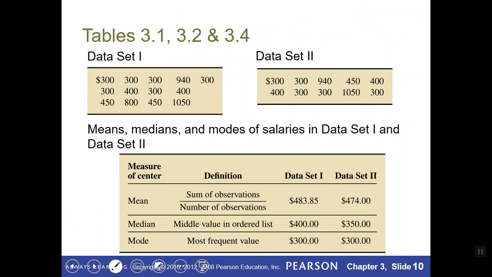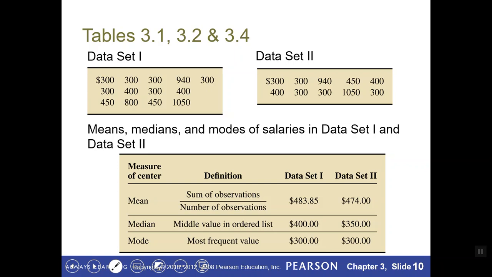In this table, they have given two different data sets, whose sizes are different from each other. The first data set has 13 values, the second data set has 10 values. So I have summarized the mean, median, and modes of salaries in dataset 1 and dataset 2.